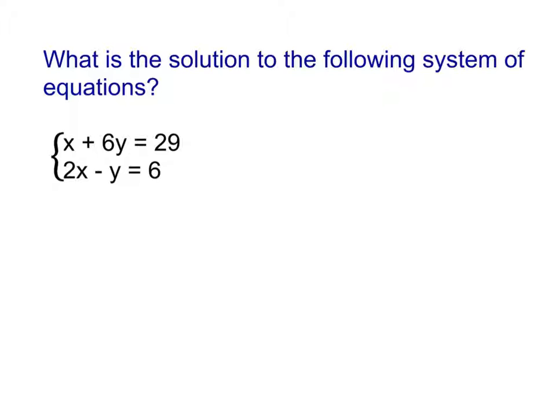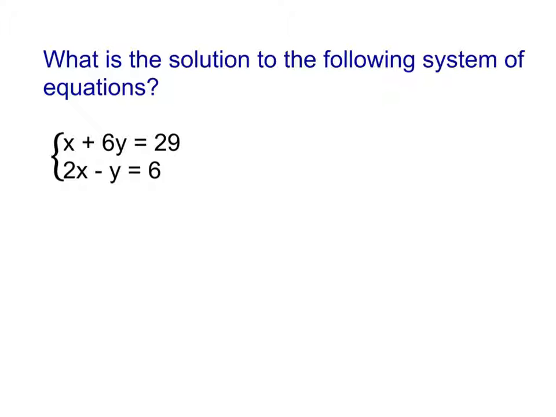Don't write this yet. Because if I add these straight down, I end up with 3x plus 5y equals 35. And while that is technically correct, and while this will still have the same solution as our original system of equations, this did not help us because we now have one equation with two unknowns. I can't solve that. I can't make that useful to me. So we have to do something else before we add or subtract them.